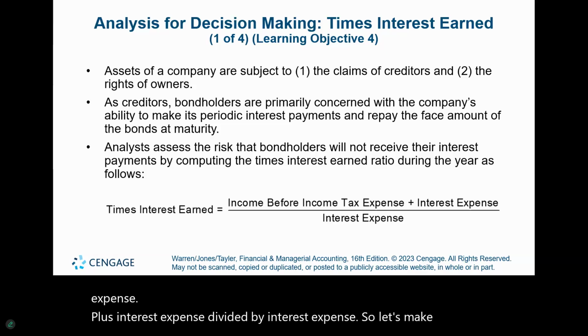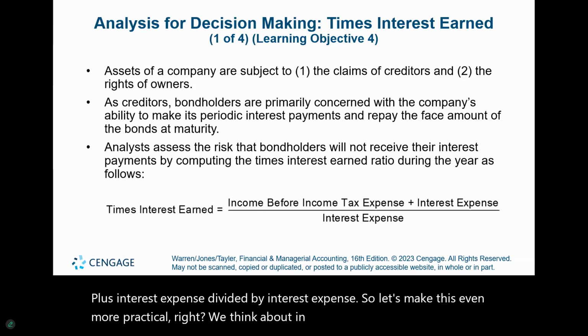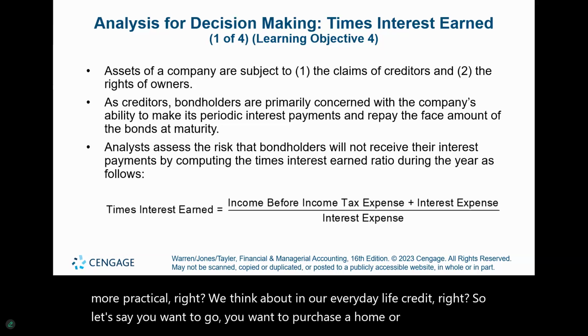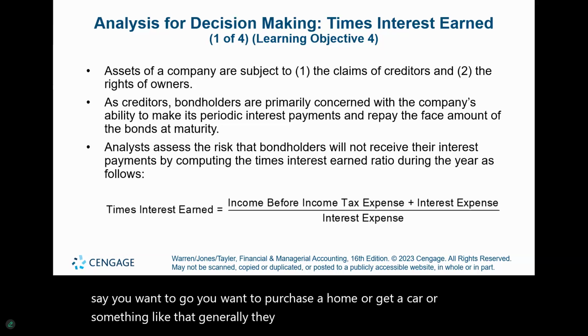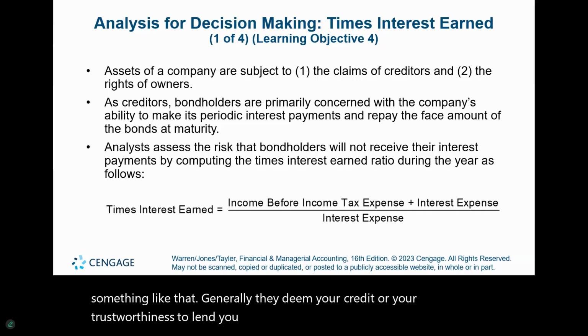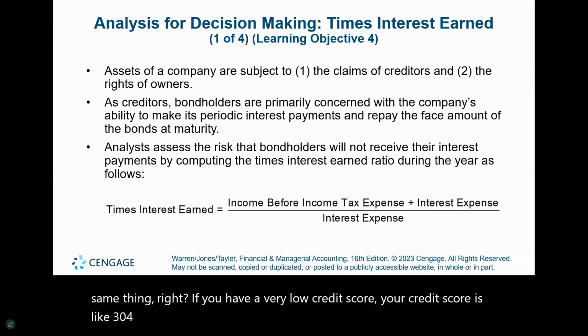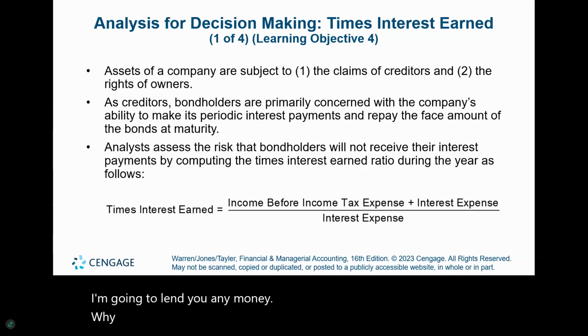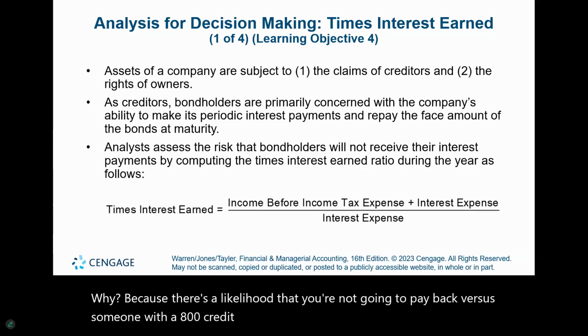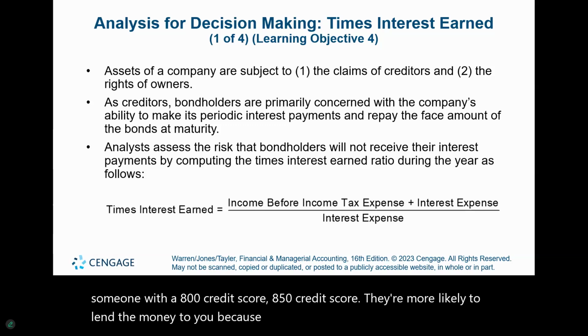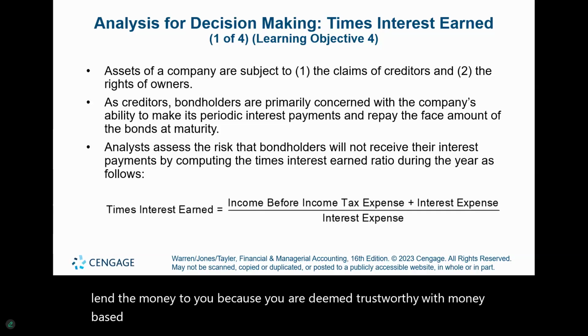So let's make this even more practical, right? Think about credit in our everyday life. Let's say you want to purchase a home or a car. Generally, lenders deem your trustworthiness to lend you money by your credit score. It's kind of the same thing. If you have a very low credit score, like 300 or 400, they're going to say, I don't think I'm going to lend you any money. Why? Because there's a likelihood that you're not going to pay back. Versus someone with an 800 or 850 credit score, they're more likely to lend the money to you because you are deemed trustworthy with money based on your credit score. Essentially the same thing, right?